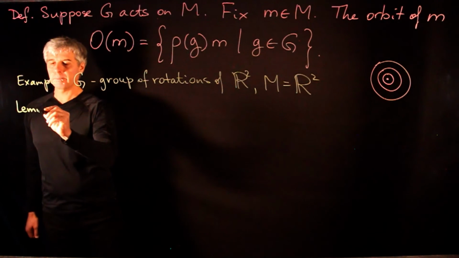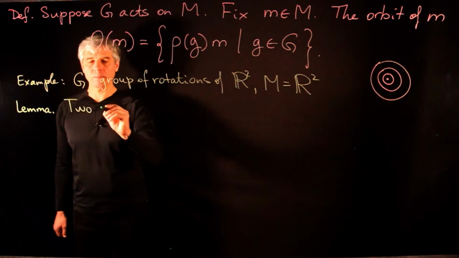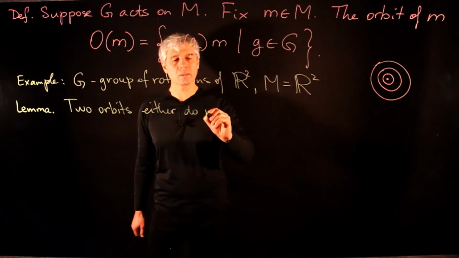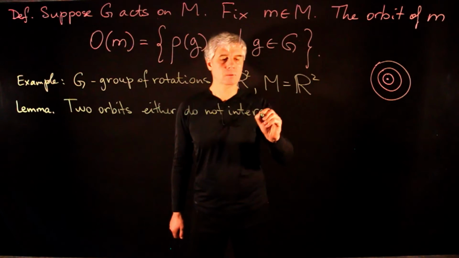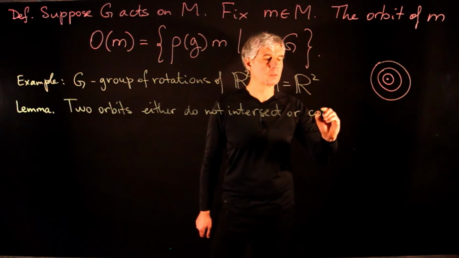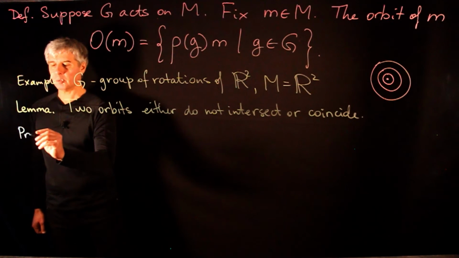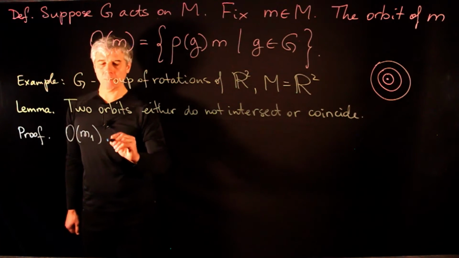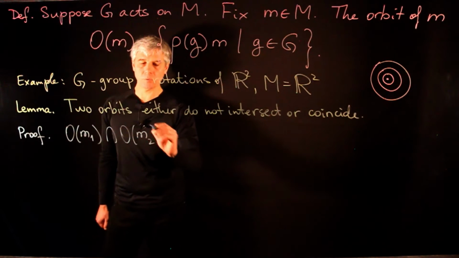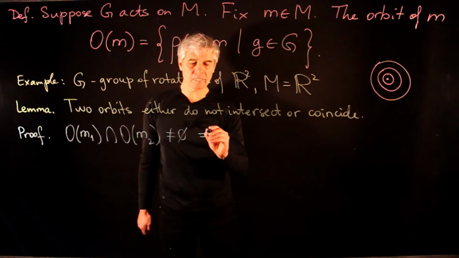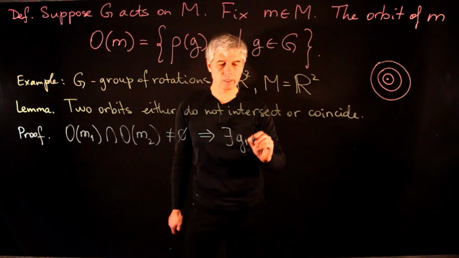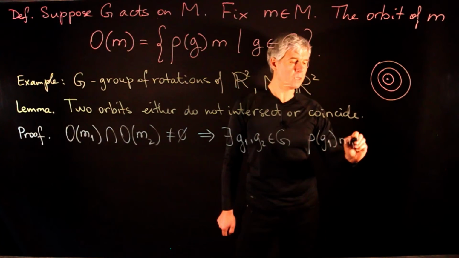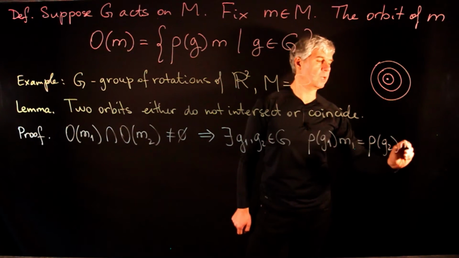Let us prove the following lemma. Two orbits either do not intersect or coincide. So let us give a proof. Suppose the orbits of m1 and m2 intersect. So suppose this intersection is non-empty. This implies that there exist elements g1 and g2 in the group such that rho of g1 acting on m1 is equal to rho of g2 acting on m2.